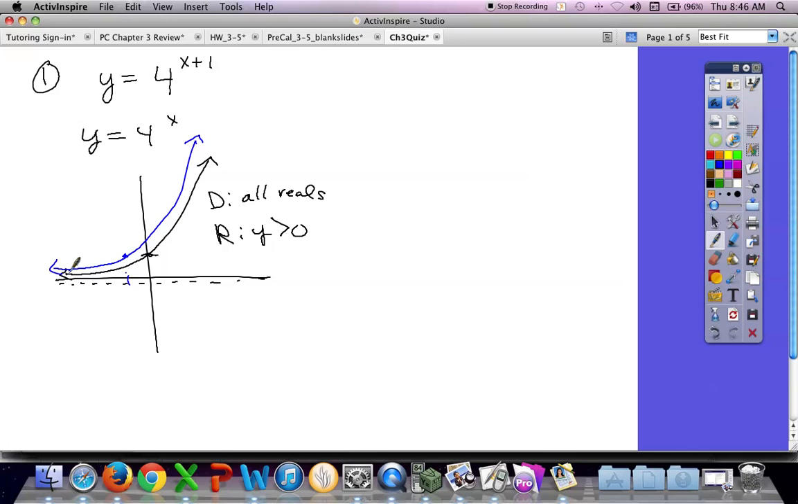does that change the domain? No. Does it change the range? No. So this is the answer right there. So I'll say domain, just so it's complete. Domain, all reals. Range, y greater than 0. And not or equal to, okay? That's a mistake.